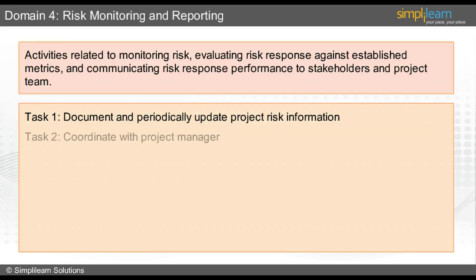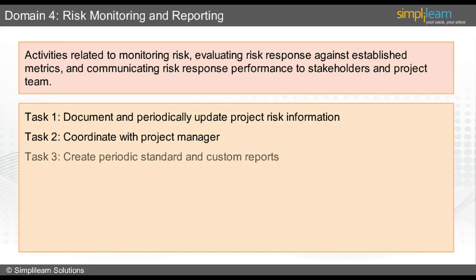The third task is to create periodic standard and customized reports which contain risk-related metrics as per the Risk and Communication Management Plan. The fourth task is to monitor risk response metrics by analyzing so that it will be helpful in tackling residual and/or secondary risks, if any. The fifth task is to analyze risk process performance against metrics in order to drive risk process improvements.